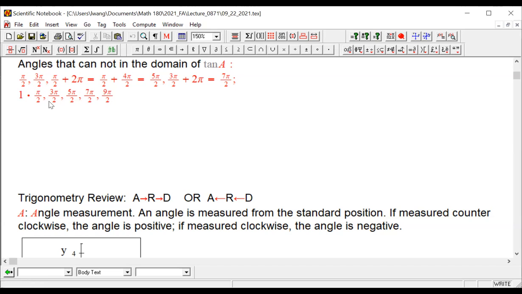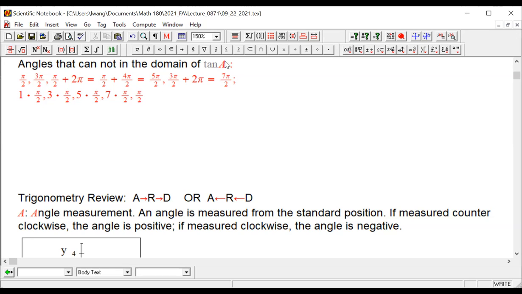1 times pi over 2. The second one is what? 3 times pi over 2, right? The next one is 5 times pi over 2. So you got it. Odd number multiples of pi over 2. You're right, Kelly. 9 pi over 2. And the next one is 7 times pi over 2. And this list just goes on.